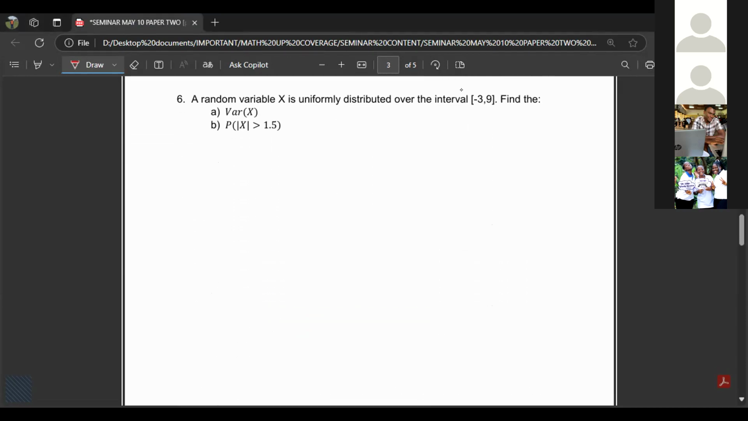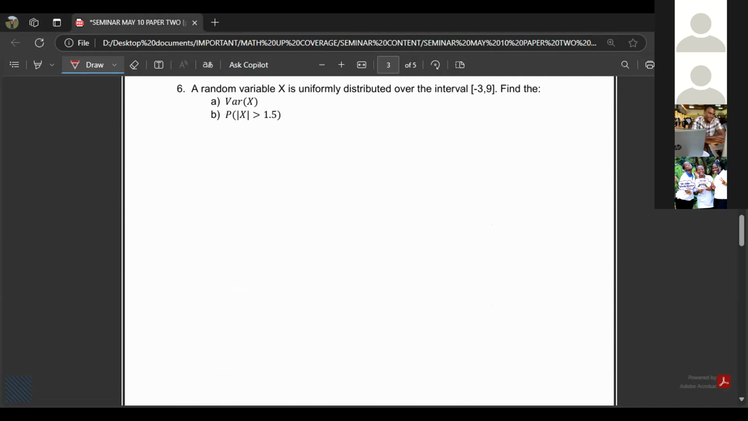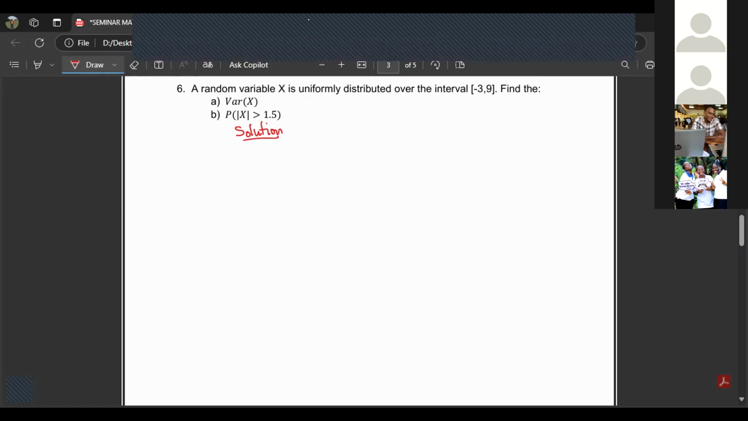Number 6 states that a random variable x is uniformly distributed over the interval -3 and 9. Find the variance of x.